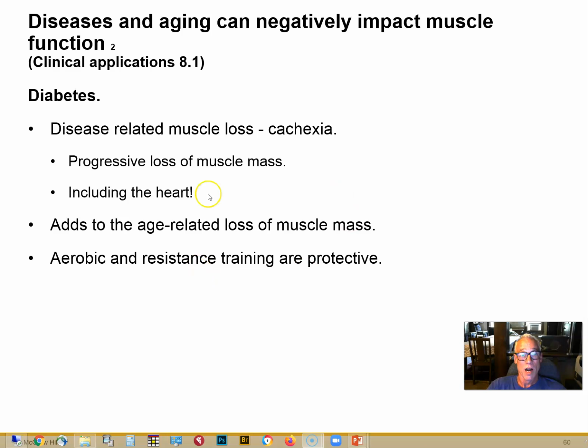It includes the heart. The heart muscle gets weaker and weaker over the course of this disease. Diabetes mellitus, a terrible, terrible disease. Many other terrible things happen as well.